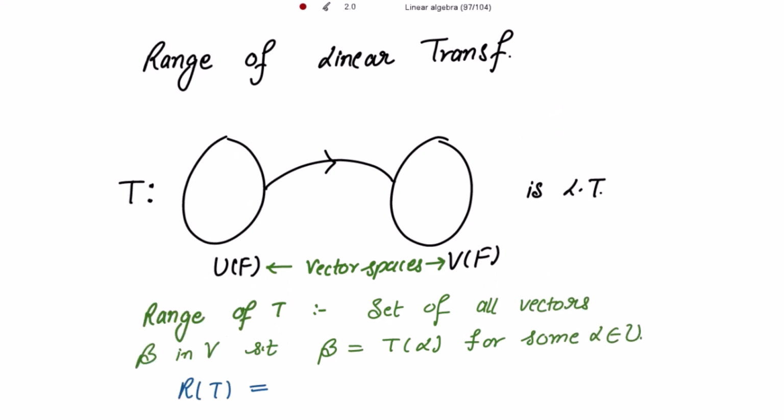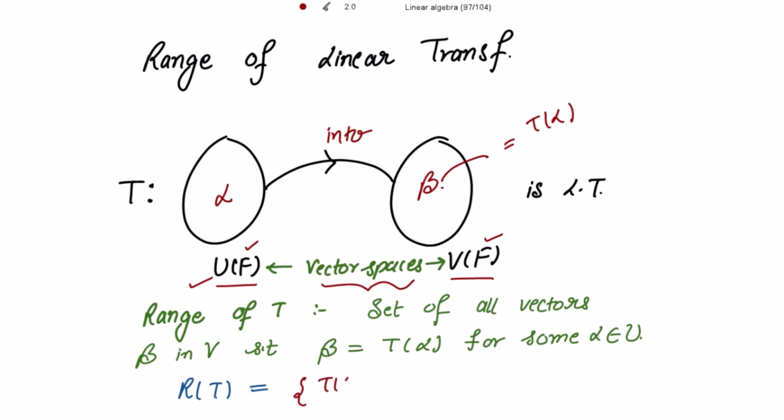Range of a linear transformation. If T is a linear transformation from U(F) to V(F), these two are vector spaces, U and V are vector spaces over the field F, and T is a linear transformation from U into V, then the range of T is the set of all the vectors beta in V such that beta is equal to T(alpha) for alpha in U. So R(T) becomes all those T(alpha) belonging to V such that alpha belongs to U.